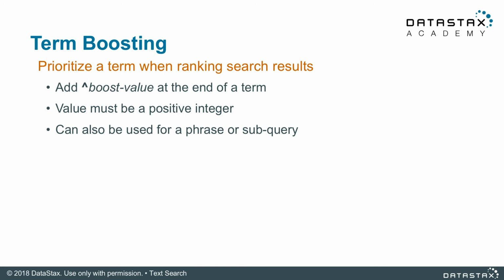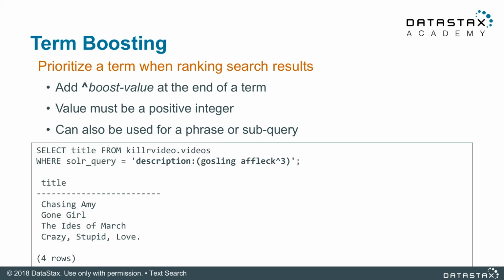If you have already seen the video on document scoring, then you may be aware that it is possible to manually boost the score of documents that contain a specific term. This can be done by adding a caret followed by a boost value at the end of a term in a search query. Aside from terms, phrases and subqueries can also be boosted as well. The example below shows a search query that looks for the word Gosling or Affleck in the description field, with the word Affleck being boosted by a factor of 3. This may cause movies that contain the word Affleck in the description to show up in the search results before movies with the word Gosling.